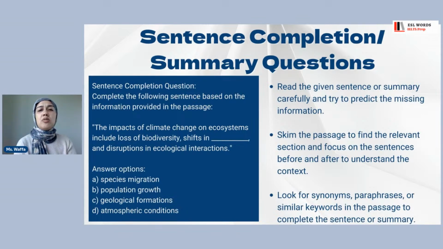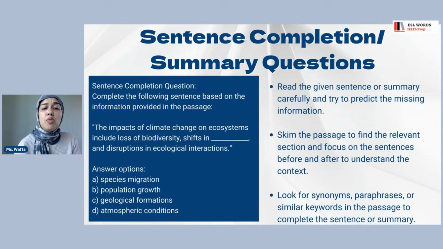The next one is called a sentence completion summary question. With the sentence completion summary question, you will be given a sentence and you need to find the best answer that suits this sentence. So just as the sample on the left says, the impacts of climate change on ecosystems include loss of biodiversity, shifts in blank, and disruptions in ecological interactions. So you would have to find the best answer choice given for this particular sentence.